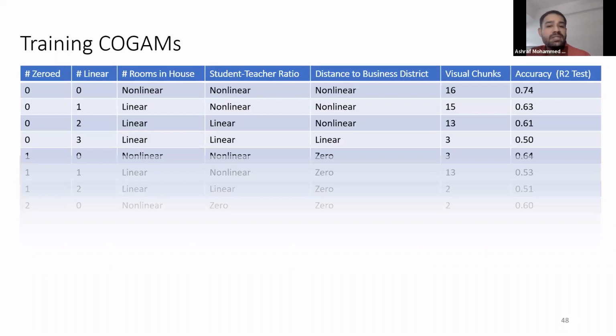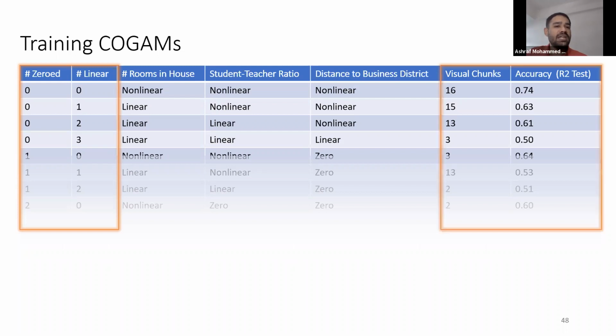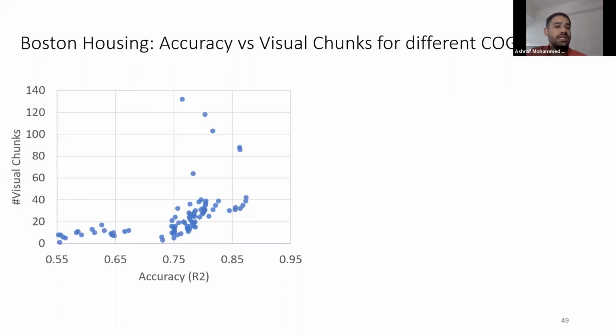So if I were to repeat this process systematically, each time enumerating over the different combinations of zeroed and linear factors, then we'll get a table where each row is a different model and each model has a different number of visual chunks and accuracy. And now what I'm going to do is plot these models using a scatter plot such that the accuracy is on the x-axis and the number of visual chunks is on the y-axis. So each blue dot here is a row from the table that indicates a different COGAM.